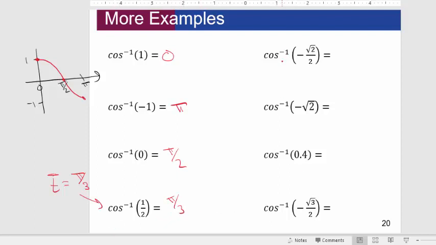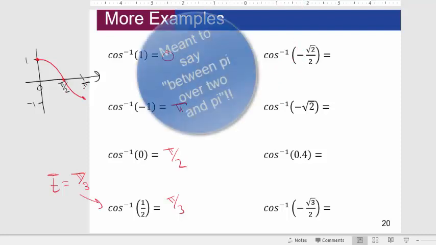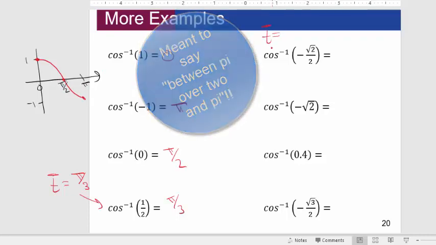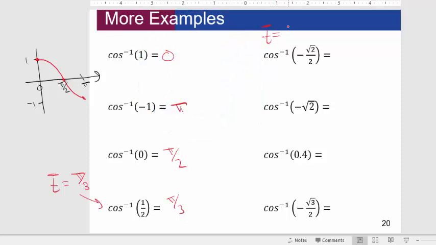Now here, which angle has a cosine of negative radical 2 over 2? Well, that's going to be down here somewhere between pi over 2 and pi. So I have to, again, find my t bar, my reference angle. In this case, my t bar would be pi over 4, because the cosine of pi over 4 is going to be the square root of 2 over 2. But I'm actually going to be in this second quadrant here between pi over 2 and pi.